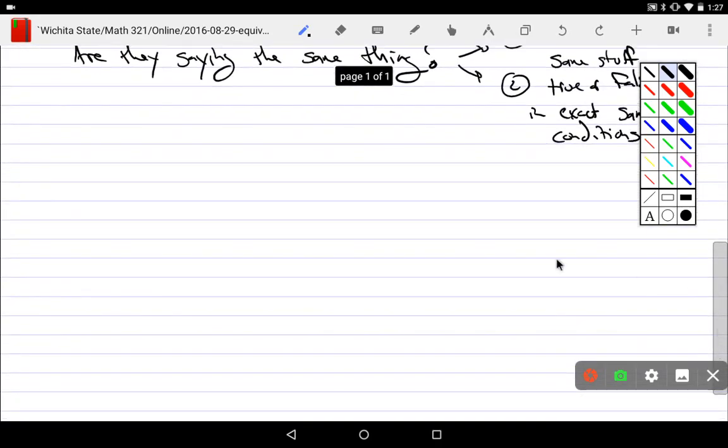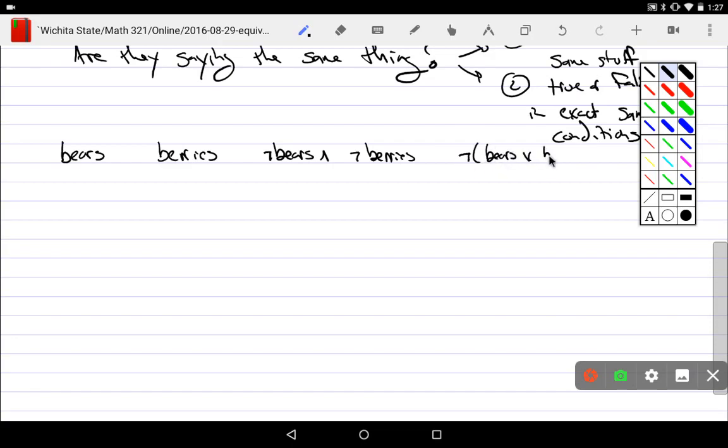I would look at this and say, okay, I can make a truth table out of that. We could say, did I see bears? Did I see berries? When is it not the case of seeing bears and not the case of seeing berries, versus when is it not the case of bears or berries? And then this would be true, false. I saw a bear, I didn't. Saw berries, I didn't. I saw bears, I didn't.